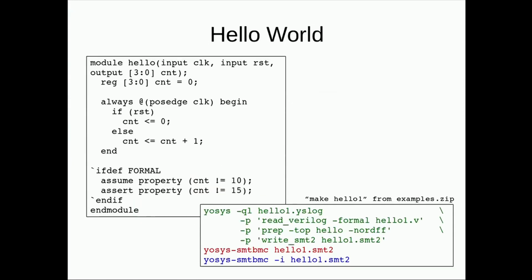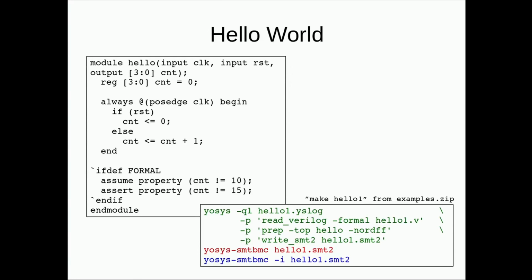Okay, let's get right into some code. This is a simple hello world example. So we have a counter. We initialize the counter to 0 in this case. And then we have a clocked block, and we say whenever we get a rising clock edge, when reset is high, then the counter will be set to 0. And when reset is not high, then we will increment the counter.